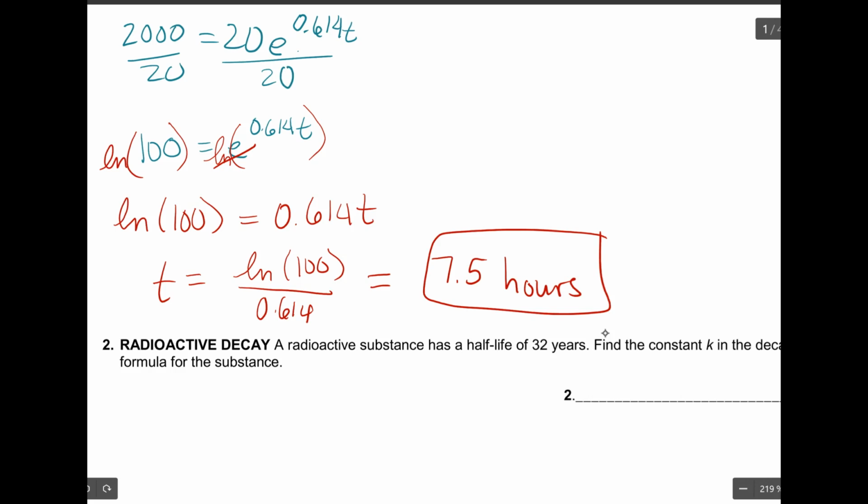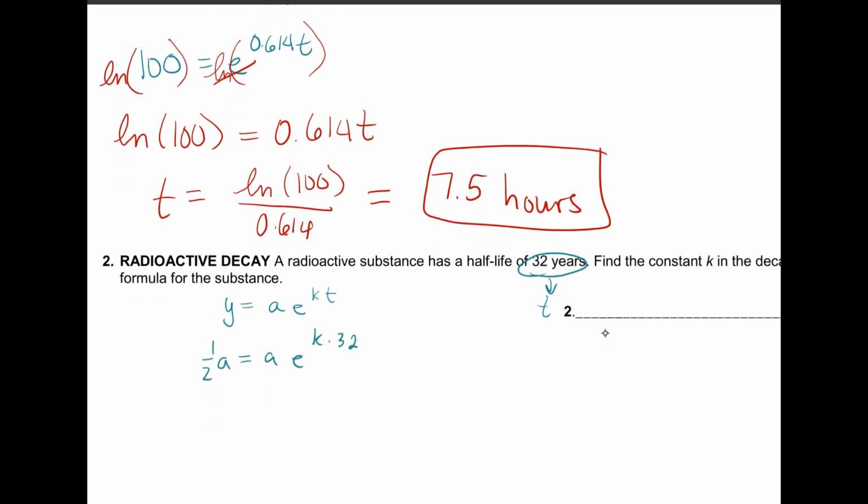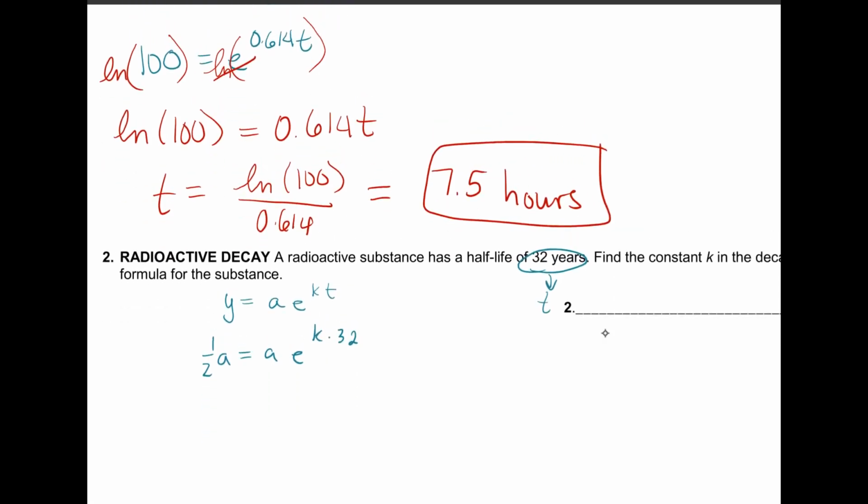Okay. Thank you. Radioactive decay. A radioactive substance has a half-life of 32 years. Find the constant k in the decay formula for the substance. So half-life means how much I'm ending with is half the amount I started with. So we're going to use our original y equals a e to the kt. This 32 years, surprise, it's our time. So I'm ending with half of the amount I started with. This is just like a problem we've done before. Twice, actually.